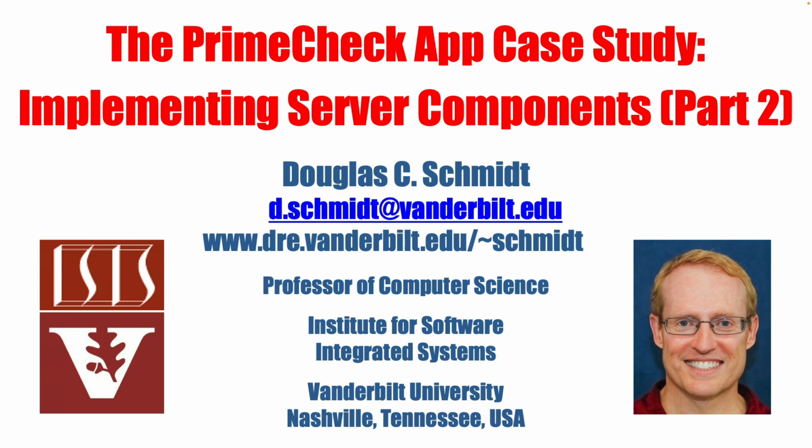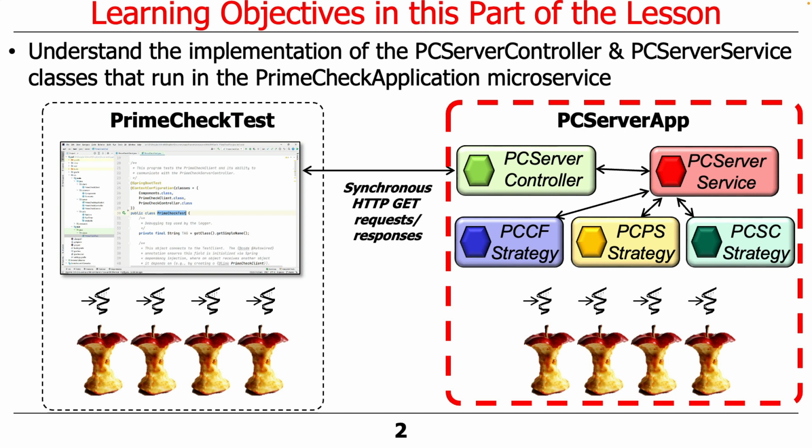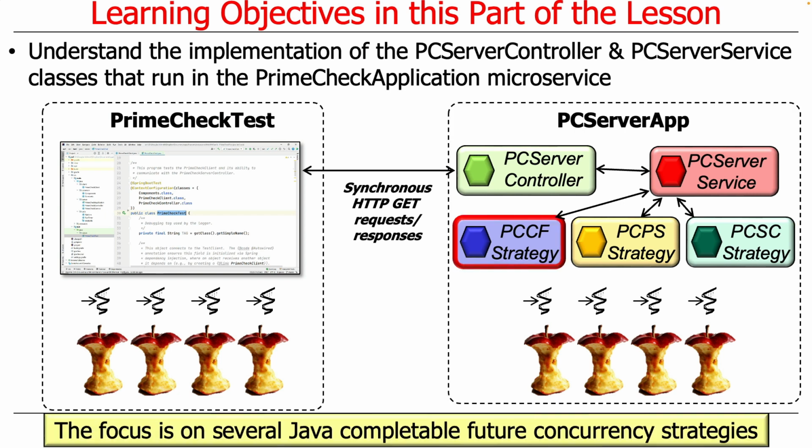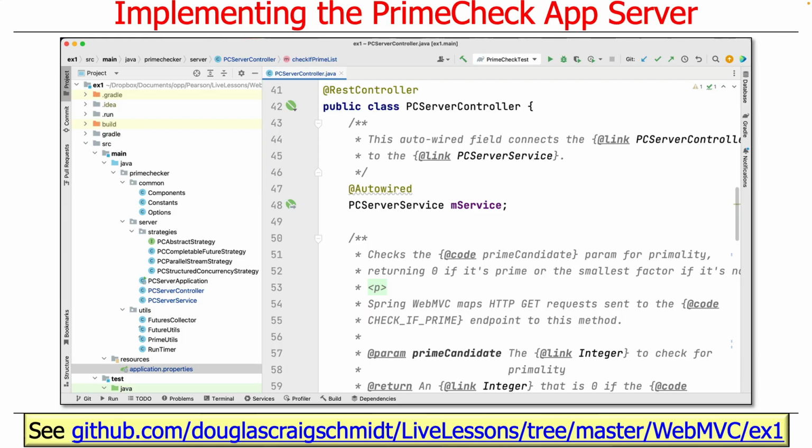So we're now going to talk about another implementation for the PrimeCheck app case study. This particular implementation is going to use features related to the Java Completable Futures framework. We're not going to spend a lot of time talking about that in this class. That's something we covered in my other class. But I do want you to see another way of doing things, just to compare and contrast how to implement different concurrency models.